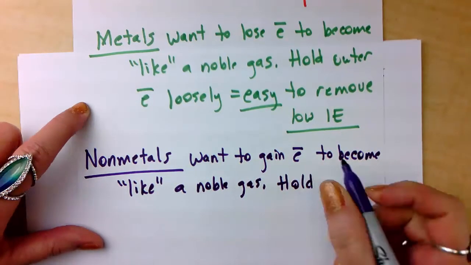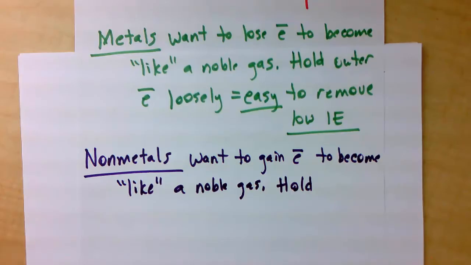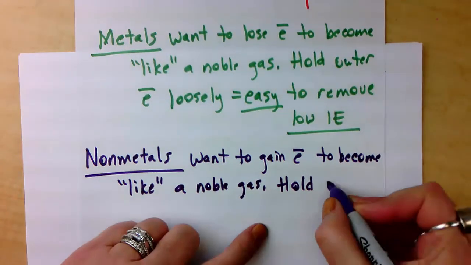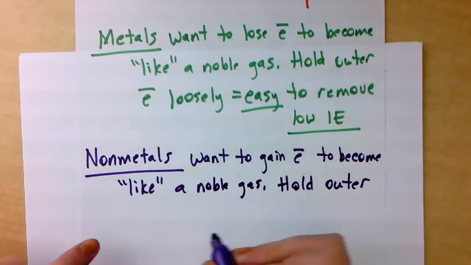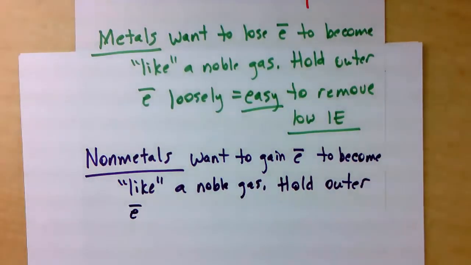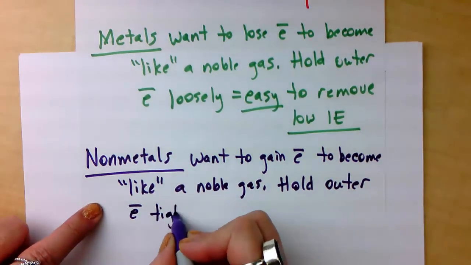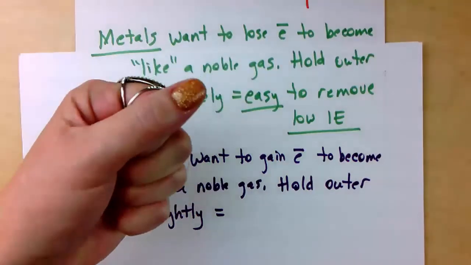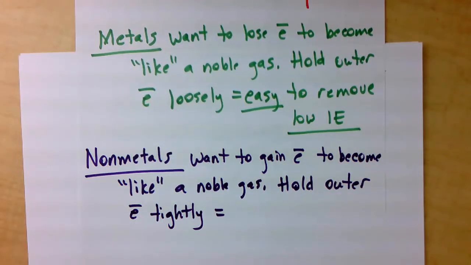So they want more electrons. Nonmetals walk around going, gimme, gimme, gimme, gimme some electrons. So how are they holding on to their outer electrons? Yeah, they're holding on to them tight. They're holding on to their electrons tight because they want even more electrons so they can be like a noble gas and have the same number of outer electrons as a noble gas. So they're holding on pretty tight.